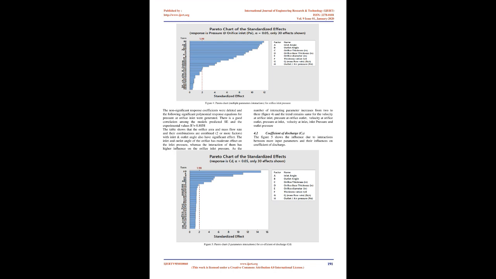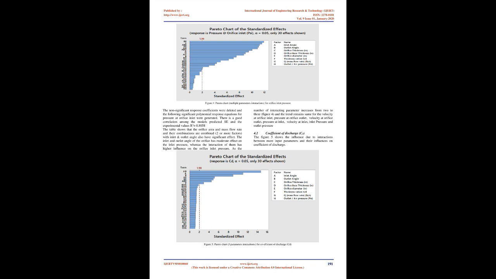As the number of interacting parameters increases from 2 to 3 and 4, the trend remains the same, except that the orifice thickness along with interactions with other input parameters shows good influence on the orifice inlet pressure. Orifice inlet velocity, orifice outlet pressure and orifice outlet velocity follow similar trends of influence of input parameters, and follow the Bernoulli equation for steady frictionless incompressible flow along a streamline, Equation 7. Figure 4 shows the influence due to interactions between more input parameters and their influences on the orifice inlet pressure response. Figure 4, Pareto chart, multiple parameter interactions, for orifice inlet pressure.